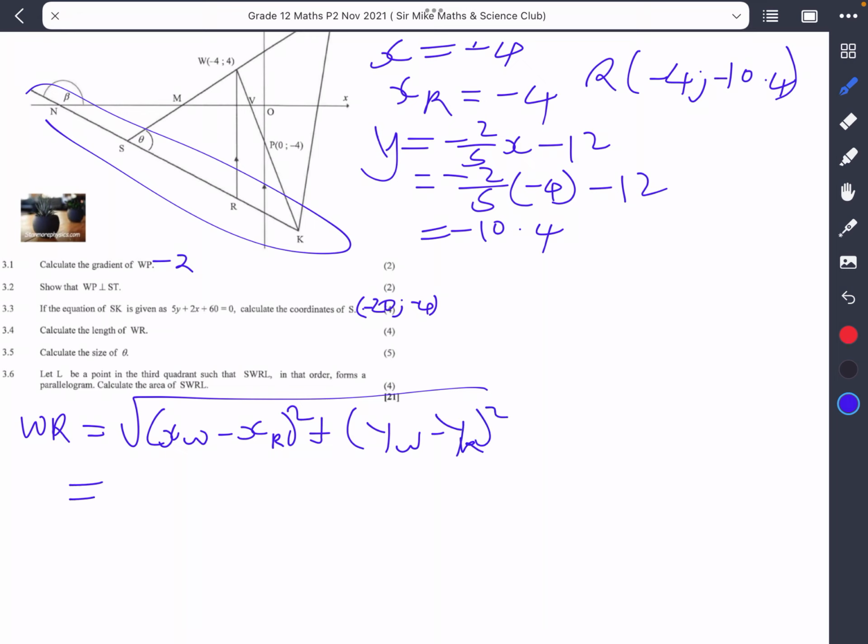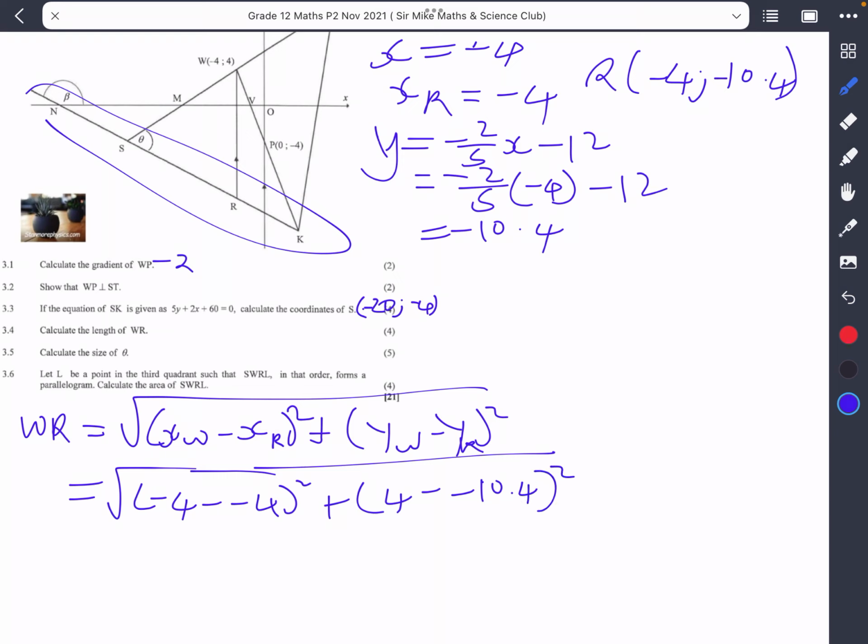If I substitute, I still have that square root there. x at W is negative 4, so this is negative 4 minus, at point R, we also have negative 4, the x coordinate at that point, so minus negative 4, but we square that, plus y at W, which is 4, minus negative 10.4, and we square that. We know that the y coordinate at point R is negative 10.4, which is what we calculated there.